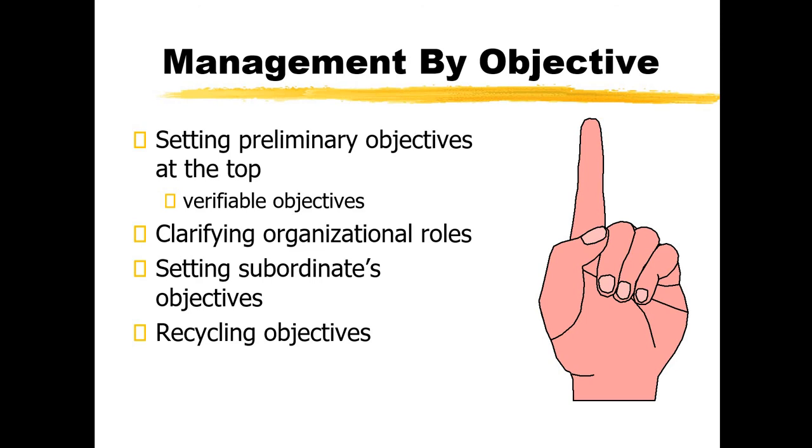Once the objective is set, then we need to clarify the organizational roles. In the organization, you have different departments. We will have to see how these different departments are going to contribute towards the objective that has been set. Third step is setting the subordinates' objectives. And fourth is recycling of objectives.